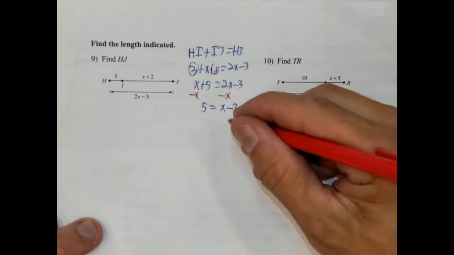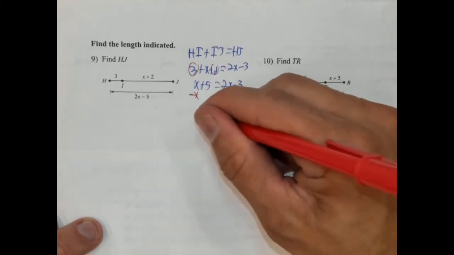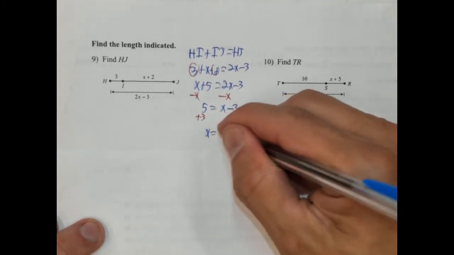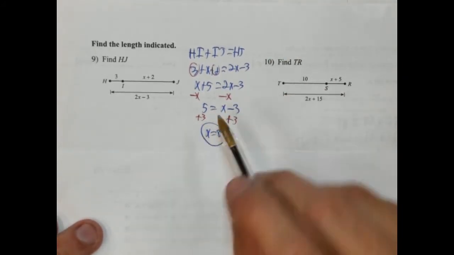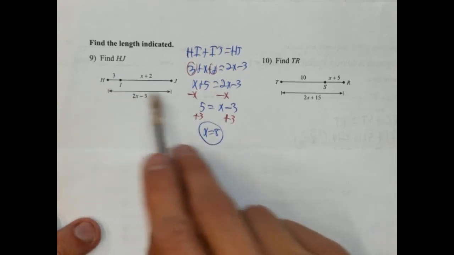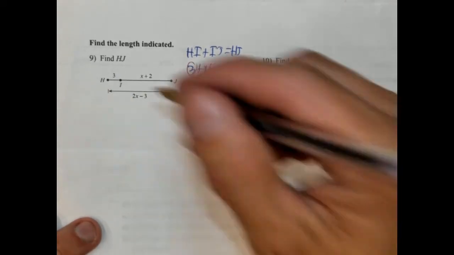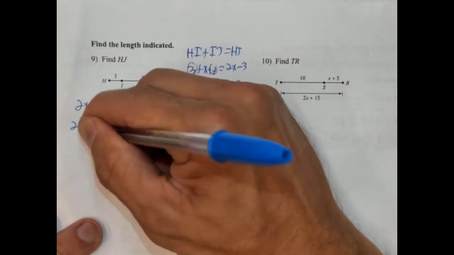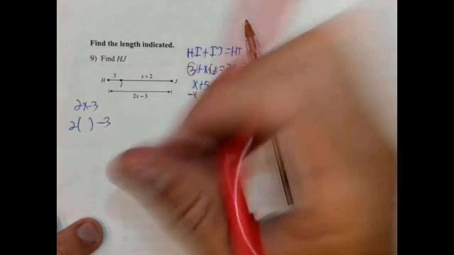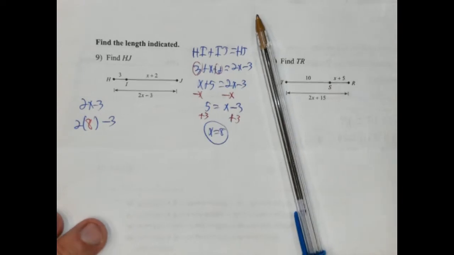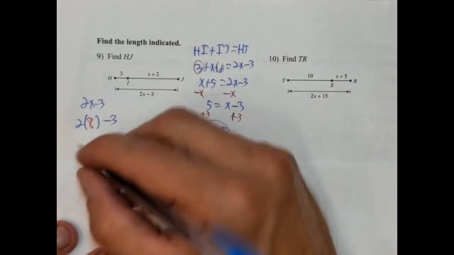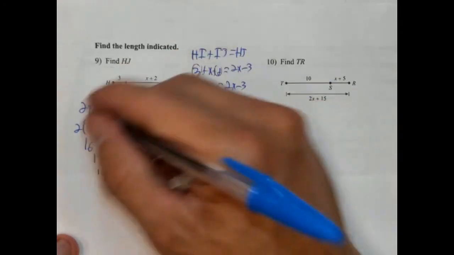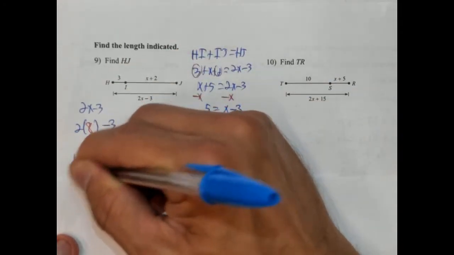We add 3 to both sides to get x by itself, and x will be equal to 8. However, we're not done, because now we need to use this to find HJ. HJ is the entire length, so I can just plug it in right here. So 2x minus 3 becomes 2 times 8 minus 3. Use order of operations, so we multiply first. 2 times 8 is 16, and 16 take away 3 is 13. So HJ is equal to 13.